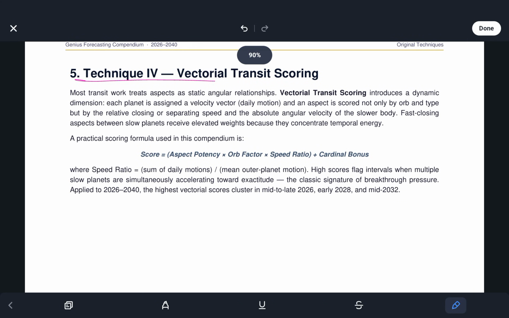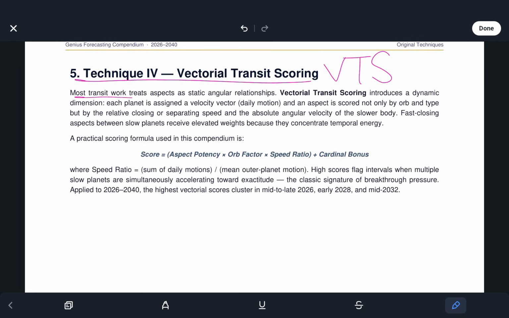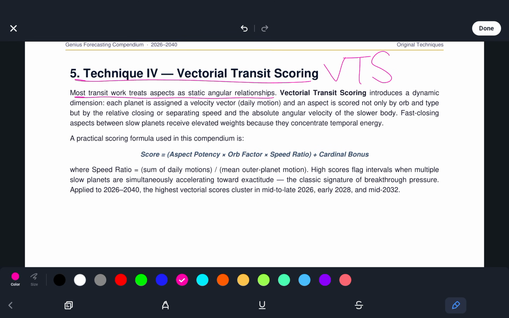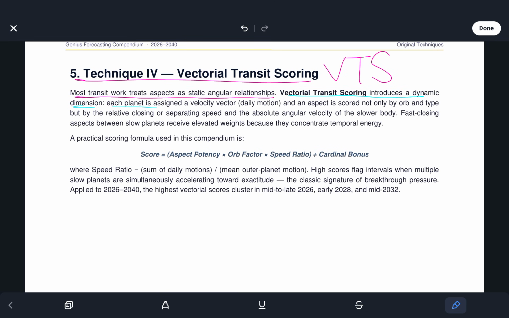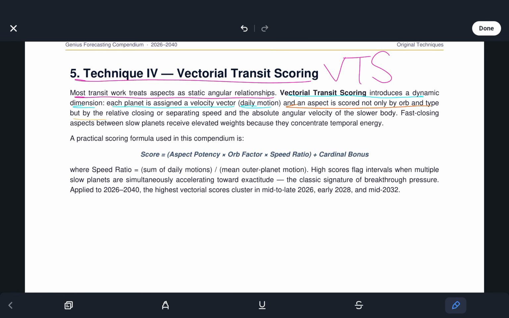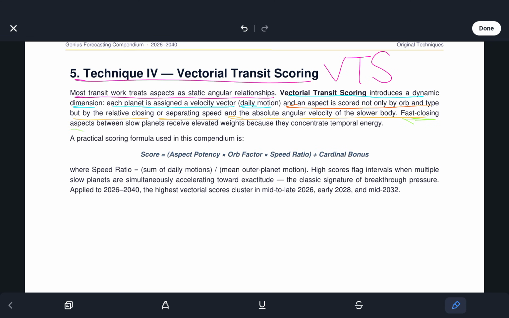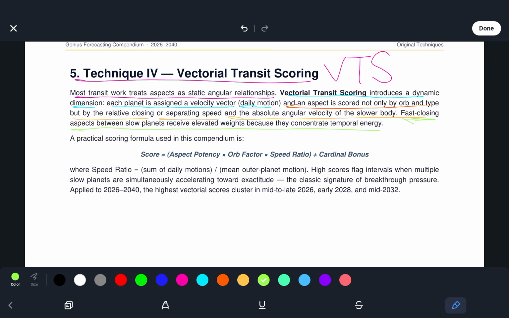And technique 4 is vectorial transit scoring, or VTS. Most transit work treats aspects as static angular relationships. VTS introduces a dynamic dimension. Each planet is assigned a velocity vector, daily motion, and an aspect is scored not only by orb type, but by the relative closing or separating speed and the absolute angular velocity of the slower body. We see fast closing aspects between slow planets receive elevated weights because they concentrate temporal energy.